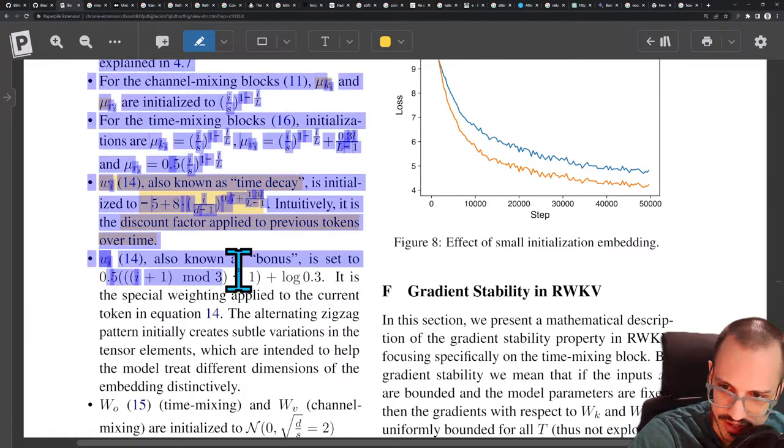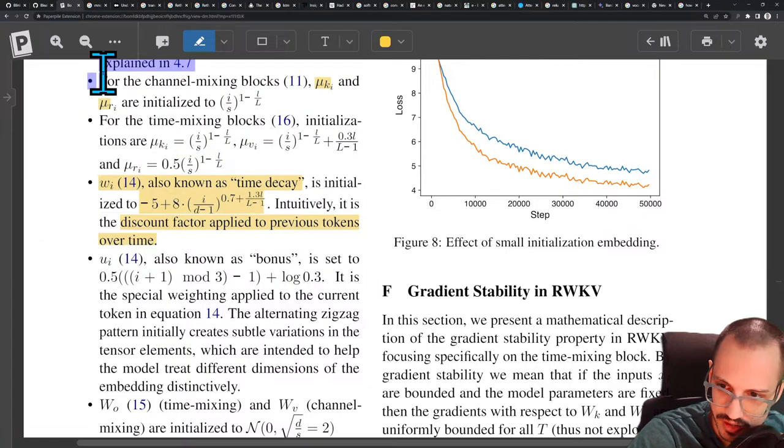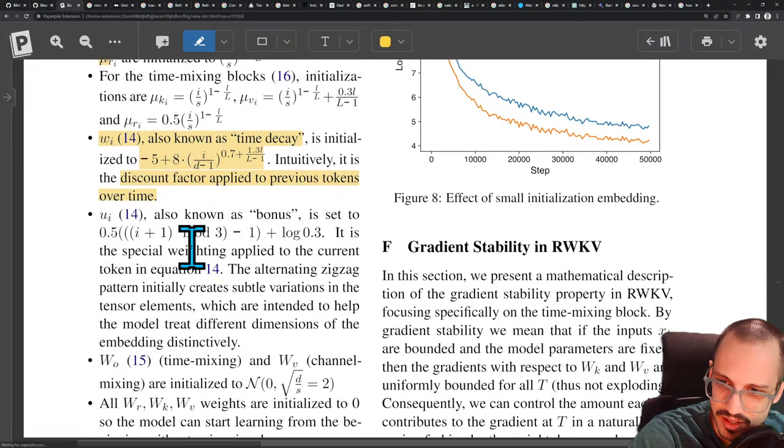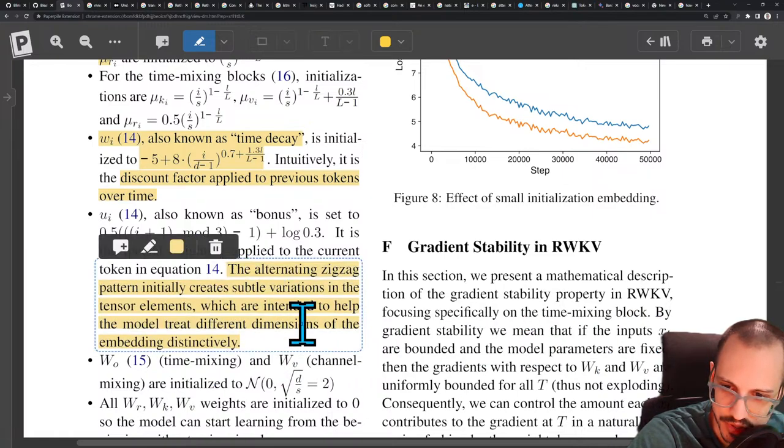And what is this? It's a special weighting applied to the current token. Alternating zigzag pattern initially creates subtle variations in the tensor elements, which are intended to help the model treat different dimensions of the embedding distinctively. So it's almost like a positional embedding, like a cosine position embedding.